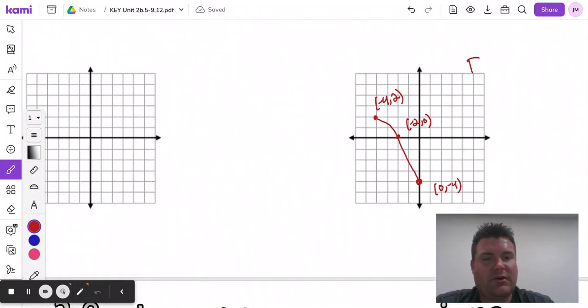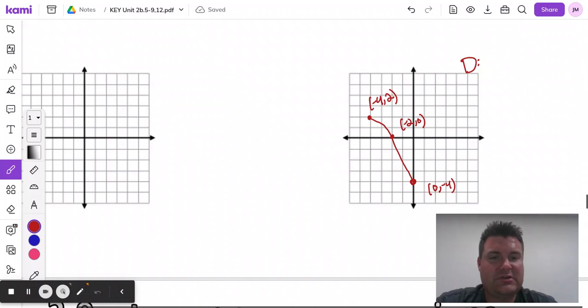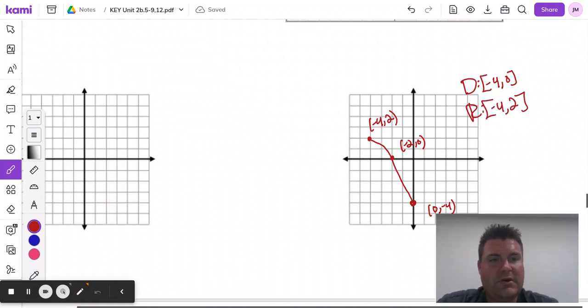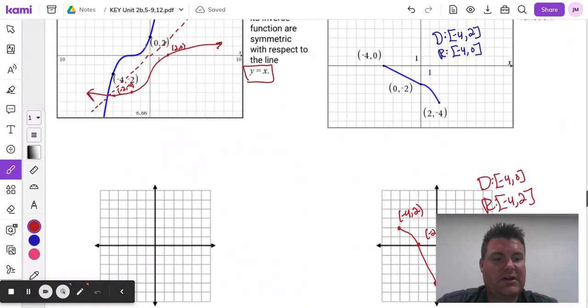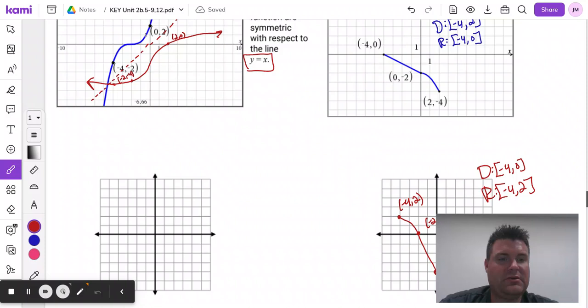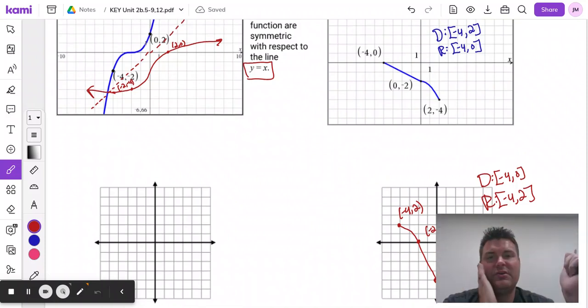Trick for this one is I want to go over the domain and range now with the inverse. So this domain is going to be from -4 to 0. This range is going to go from -4 all the way up to 2. If you notice here, my domain and range from the inverse and the original are switched. So again, inverse is switch. This is the x and the y's, which is the input, the output, which is the domain and the range.